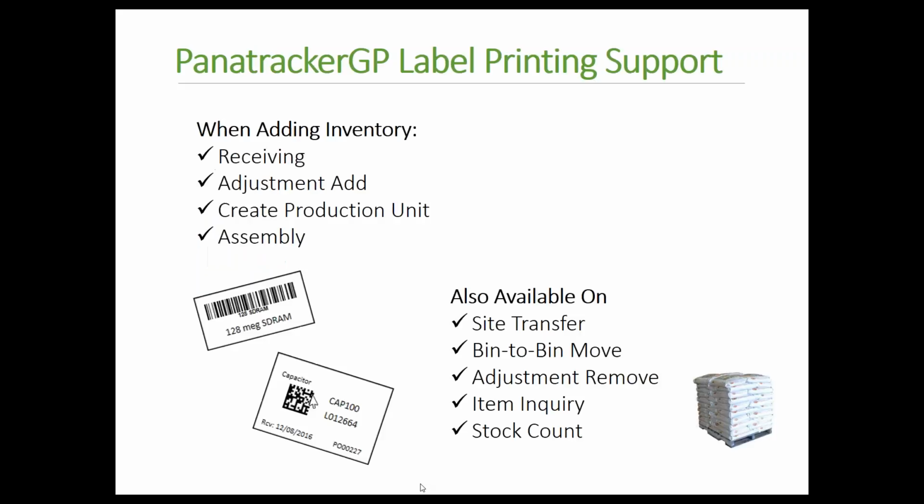And of course, when we were printing, those labels would print out automatically so that we could go ahead and tag that inventory. And we do have label printing support on a number of transactions anytime you add inventory. So receiving, adjustment adds, create production or your manufacturing receiving transactions, assemblies. And we also added it for things such as site transfers, bin-to-bin moves, item inquiries, stock counts.